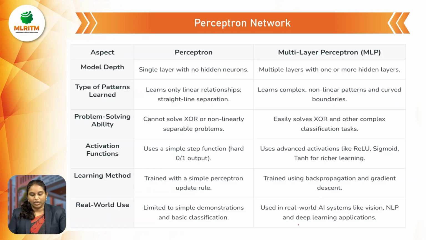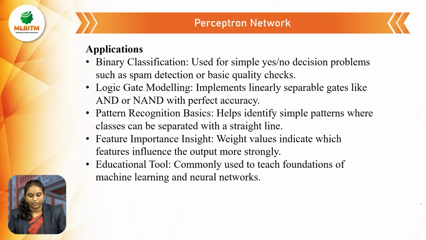Coming to the uses, how the perceptron and the multi-layer perceptron are used in the real world. If we take the perceptron here, it is used for simple demonstrations on basic classification. Coming to multi-layer, mostly it is used in AI systems like vision, NLP, and deep learning applications.